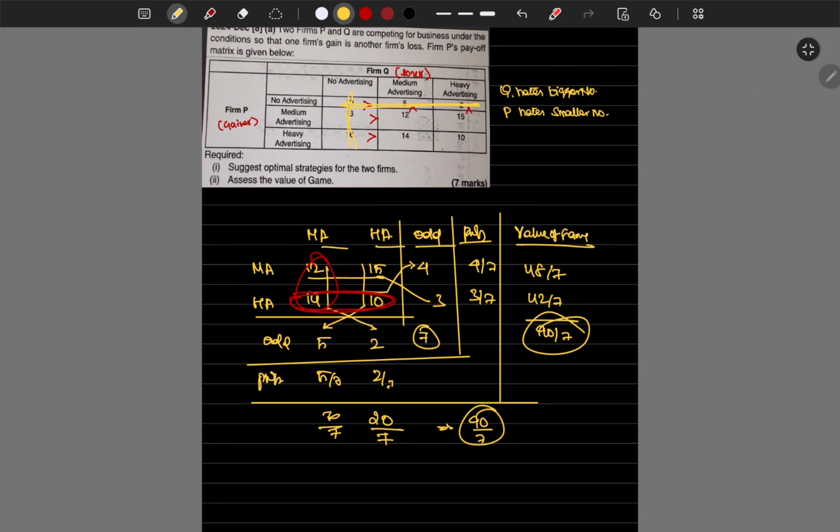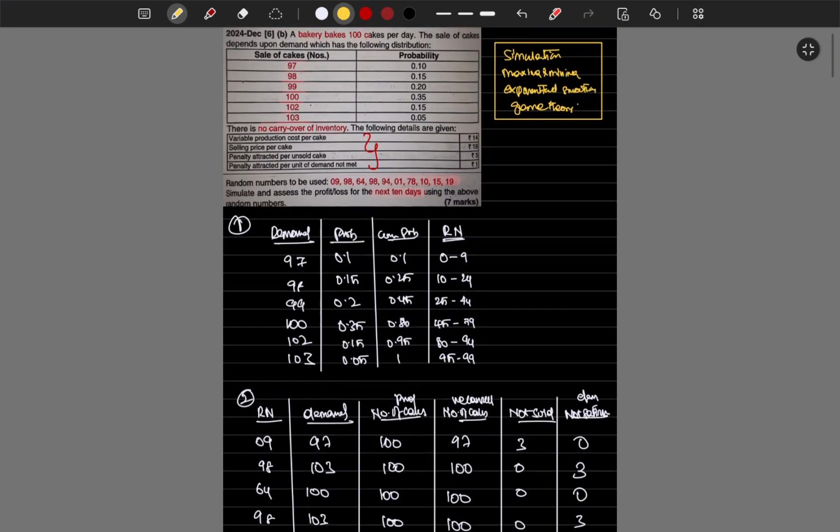This is how they'll be asking in the exam. Okay, we'll solve other problems like this in a structured way tomorrow.